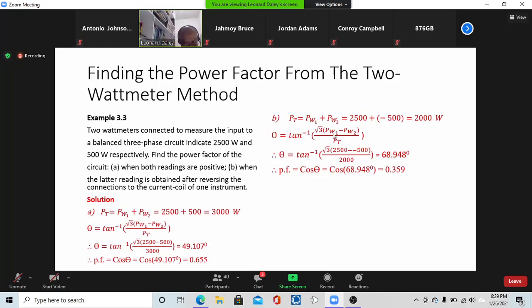And then we go back through this again. But in this case now, the numerator is going to be larger than the denominator because you have a minus and a minus. Two minuses give you a plus. Right? So the angle works out to be 68.948 degrees, and the cosine of that angle works out to be 0.359.